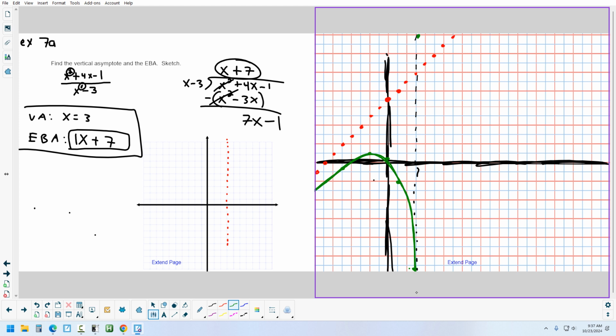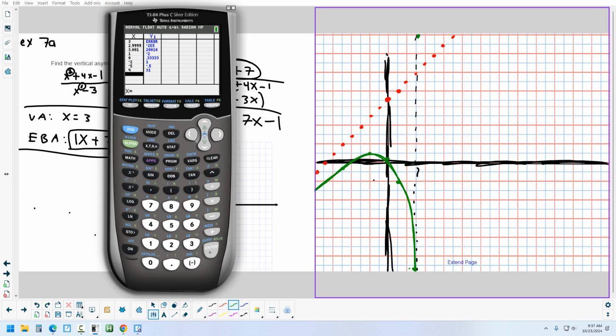I don't really have a lot of room. I wanted more height, but I don't have it, so that's fine. Let's check 1, 2, 3. Let's check what happens when x is 4. Okay, I'm way up at 31, so that's off my graph. 6, I'm at 19. 8, I'm at 19. 10, I'm at 19. So I'm way off the graph.